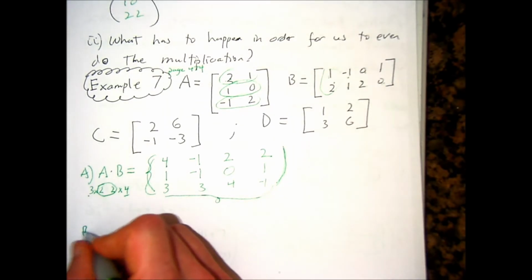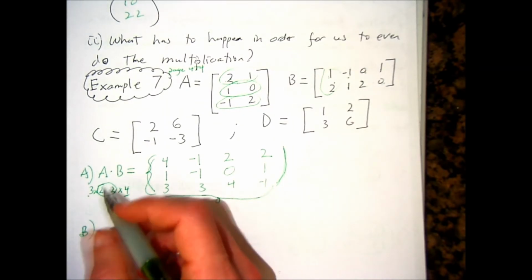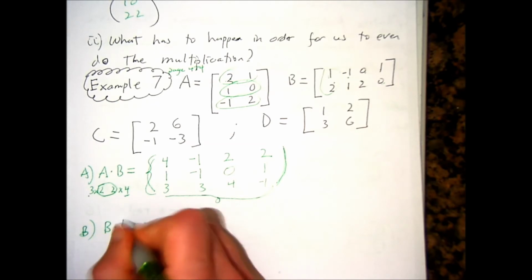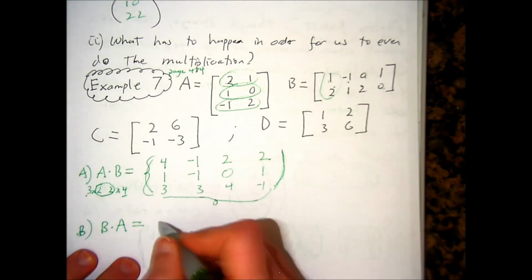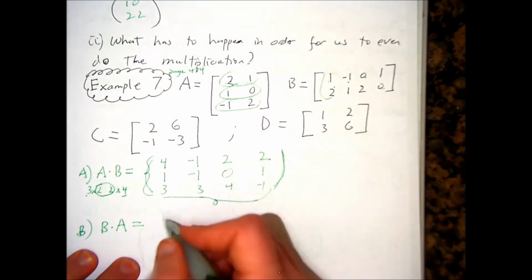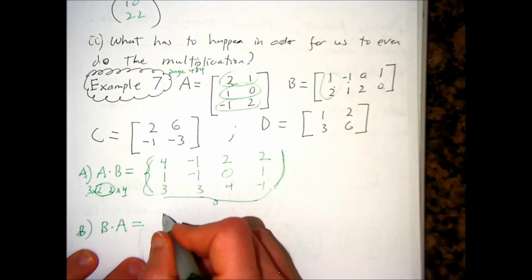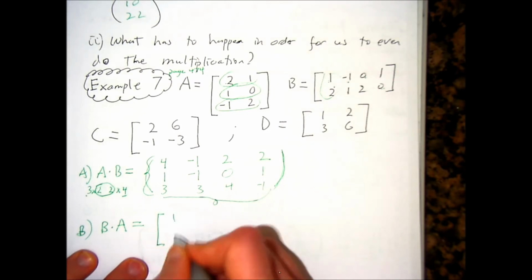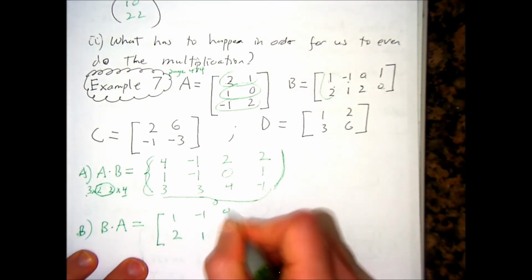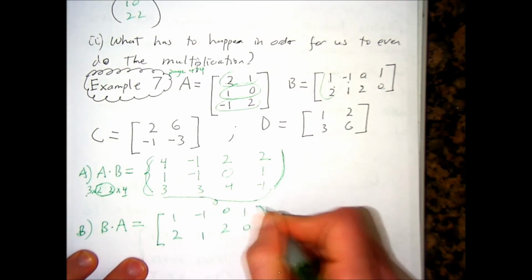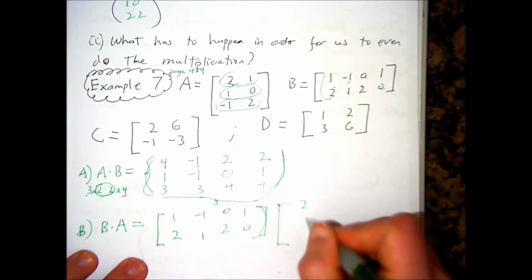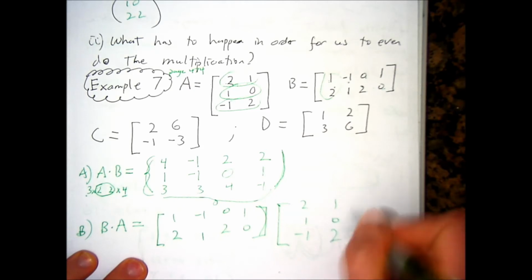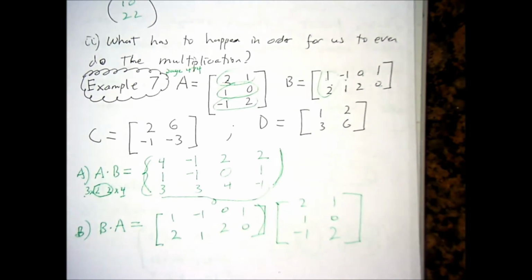Let's notice something here. Let's try to multiply b times a. Well, let me write it out. Even though it's already written up there, I want to write them right next to each other so you could see it. 1, 2, negative 1, 1, 0, 2, 1, 0. And then 2, 1, negative 1, 1, 0, 2. And I'm going to try to do this multiplication.